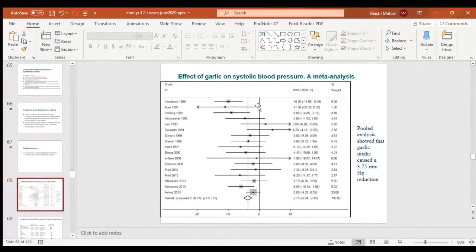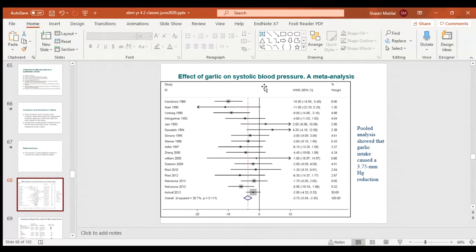So based on that, you could say this study found no difference for garlic and blood pressure. This one found no difference. This one found no difference. A lot of these found no differences. This one here found a difference. This one here found a difference. This one up here found a difference.